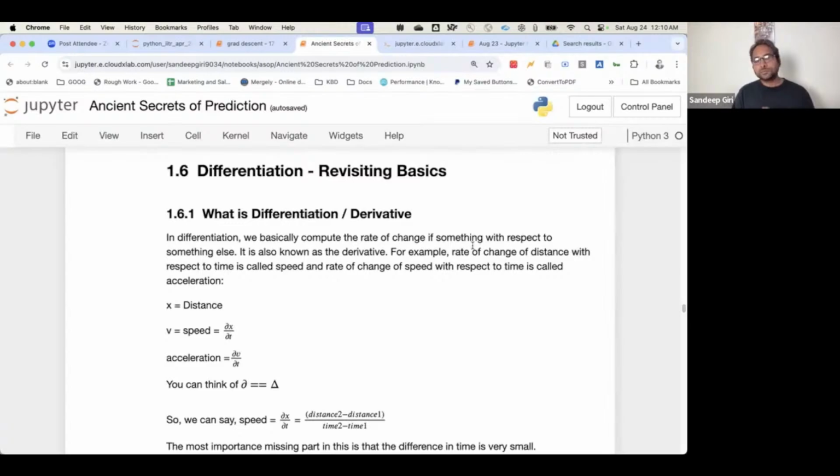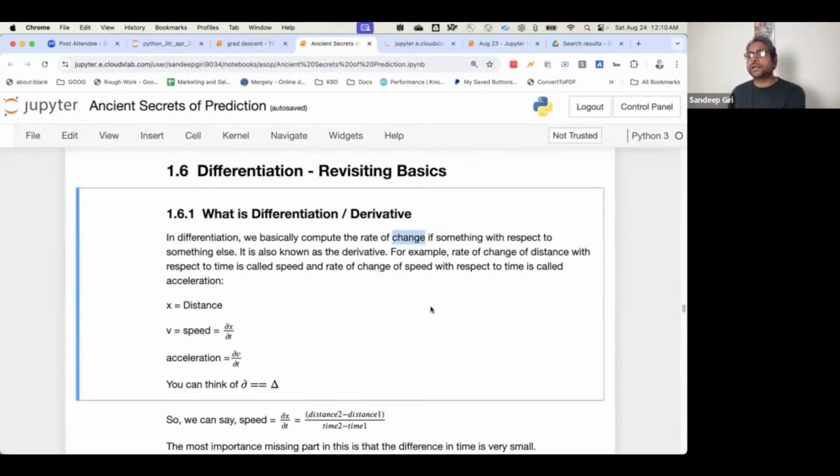In differentiation, we basically compute the rate of change of something with respect to something else. Or instead of saying rate of change, a better sentence is we compute the rate of increase of something with respect to increasing some input. It's also called derivative. The rate of change of distance with respect to time is called speed. Rate of change of speed with respect to time is called acceleration.